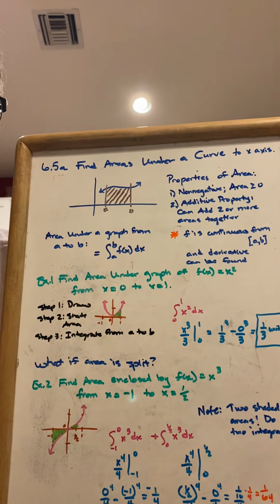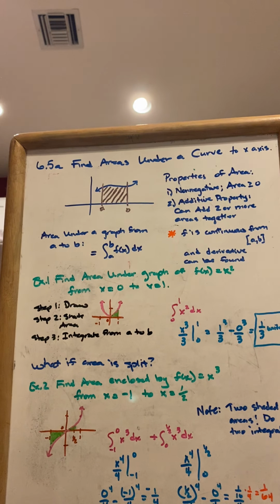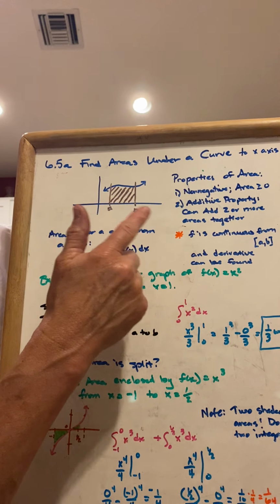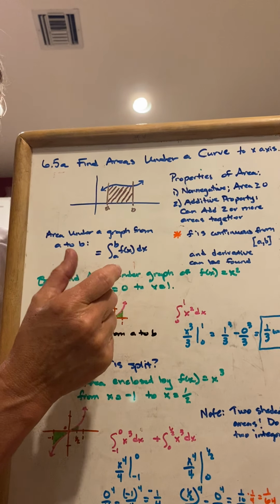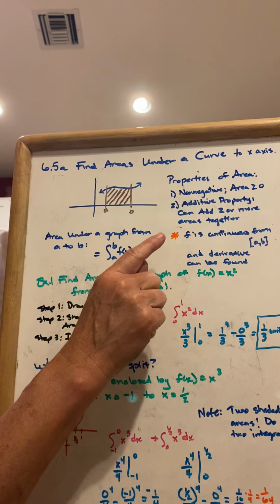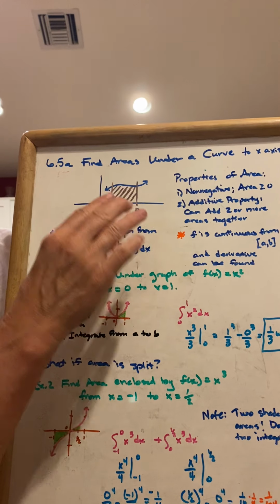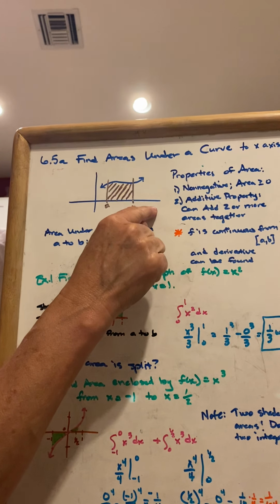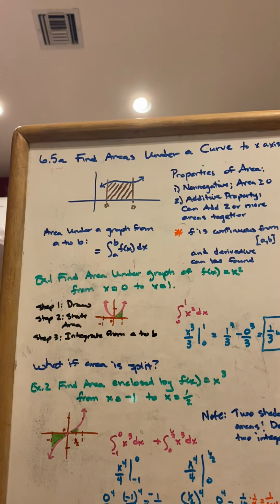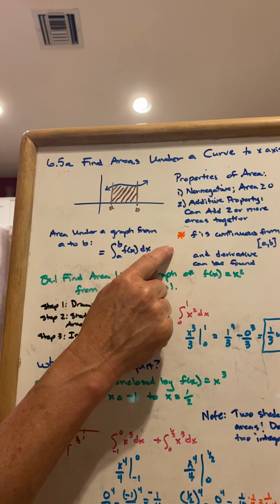If you did a rectangle and you did 6 times 8, you'd get 48. You would not get negative 48. So therefore, you need to make sure you absolute value it if you happen to get a negative answer. It's going to happen. I'll explain in a while. Number two, it's the additive property. So let's say you have two different areas, one here and one over here. You can add the two areas and you can get a total area.